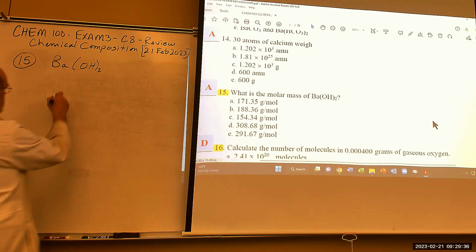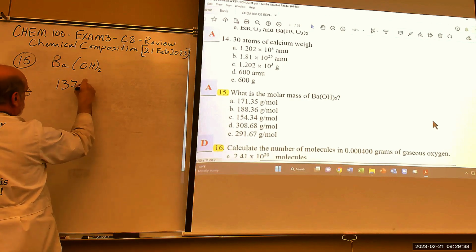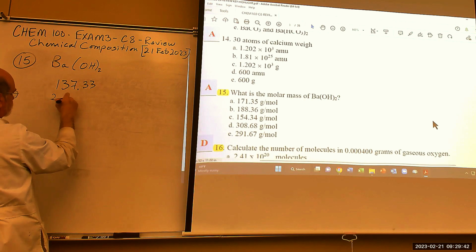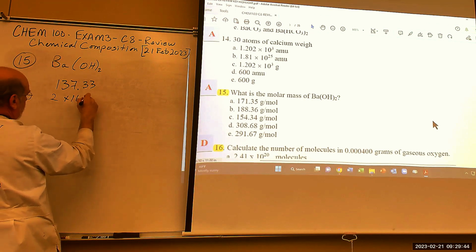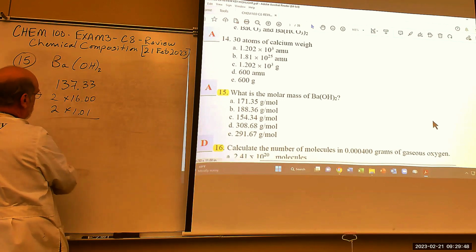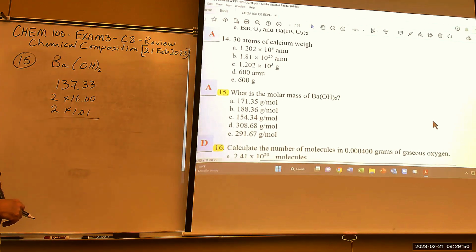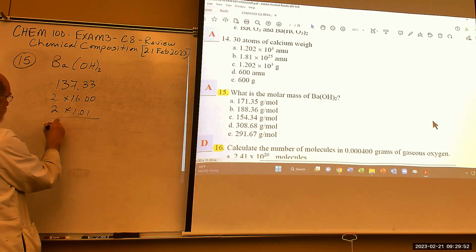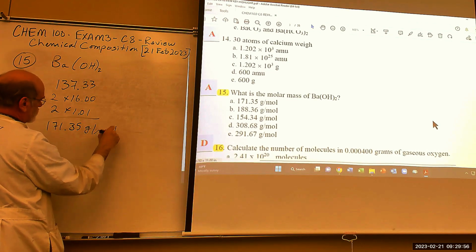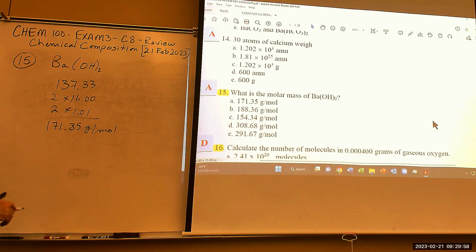137.33, rounded to 2 places. 2 oxygens and 2 hydrogens. Right? Add them together, and you should get 171.35 grams per mole.